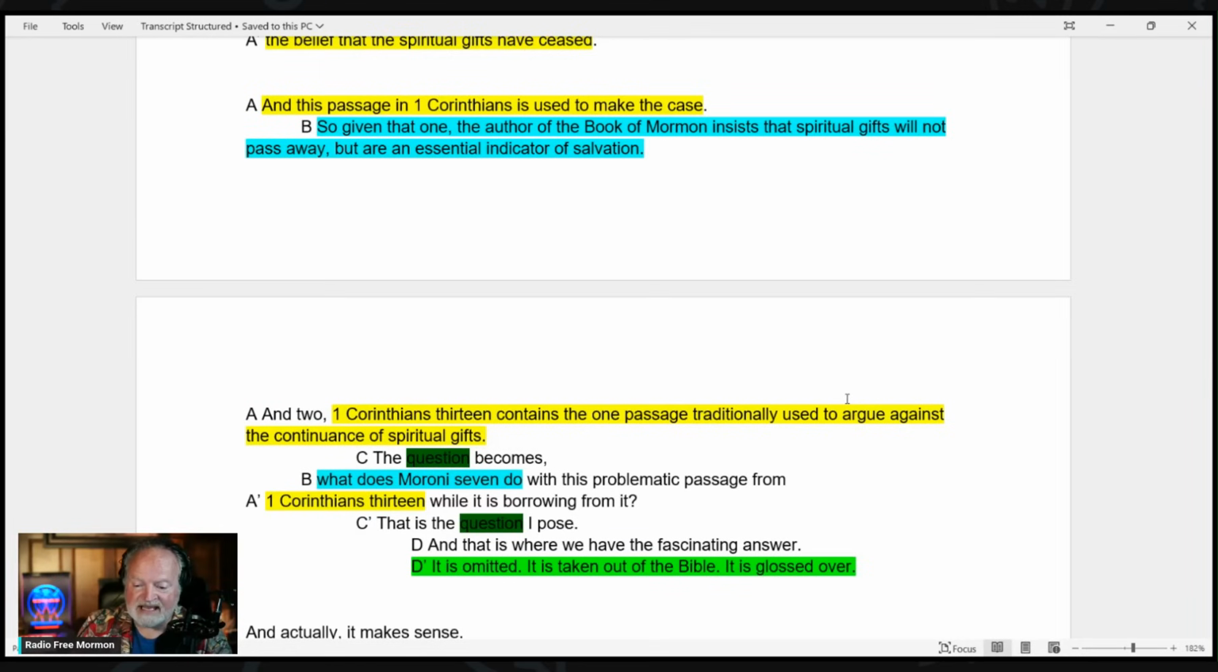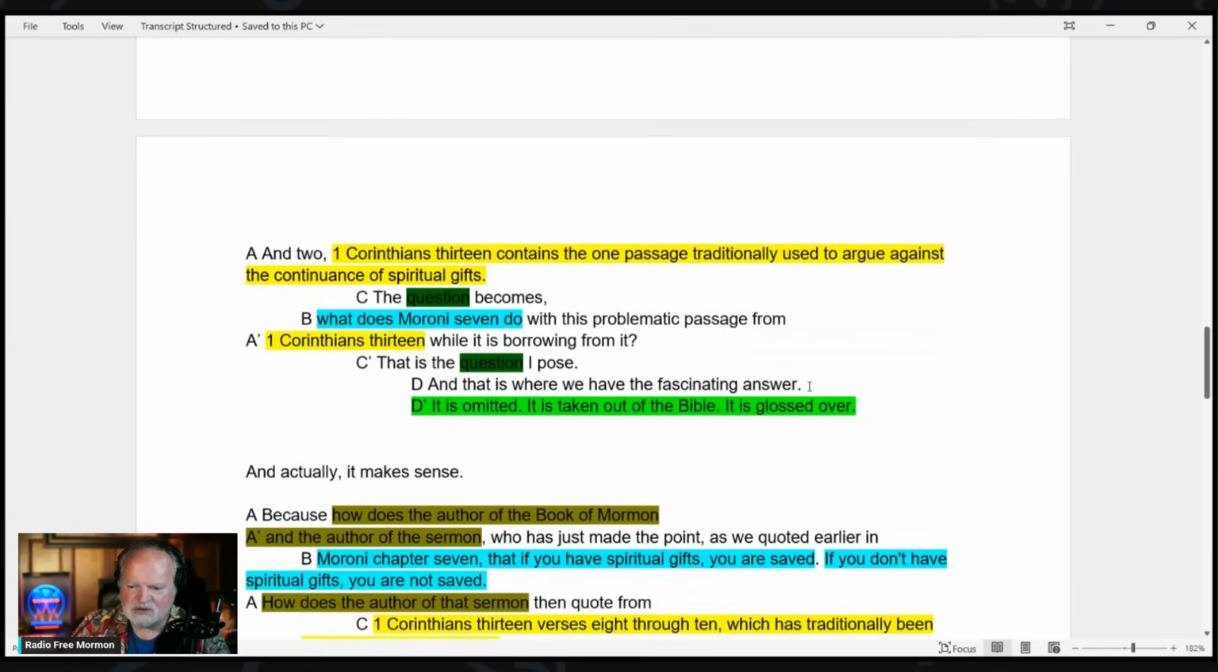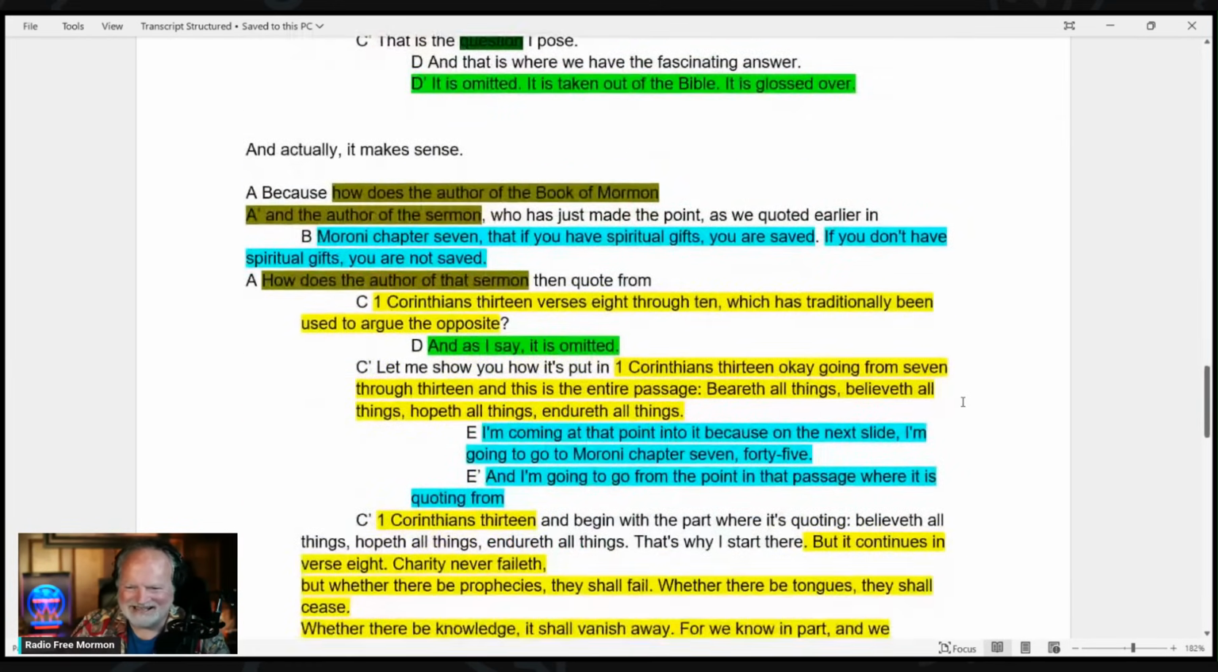And now we go to D, and that is where we have the fascinating answer, sub D. It is omitted, okay? It is omitted. It is taken out of the Bible. It is glossed over. So now this sub D becomes its own element, which is going to be repeated twice more in the same 6-minute transcript. Then I say, and actually it makes sense. Now look at this. Because how does the author of the Book of Mormon and the author of the sermon, see that's A and sub A, then B is back to Moroni chapter 7.